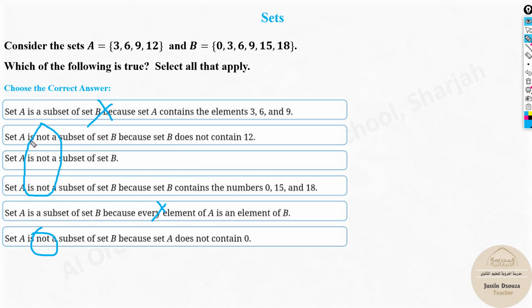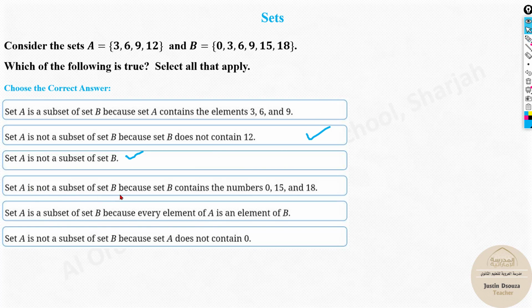So let's see the second option. Set A is not a subset of set B because set B does not contain 12. Yes, absolutely. If B had 12 over here, then set A would be a subset of B. So this is correct. B is not having the number 12. Now the third option, set A is not a subset of B. Yes, it's not a subset of B. This is also correct.